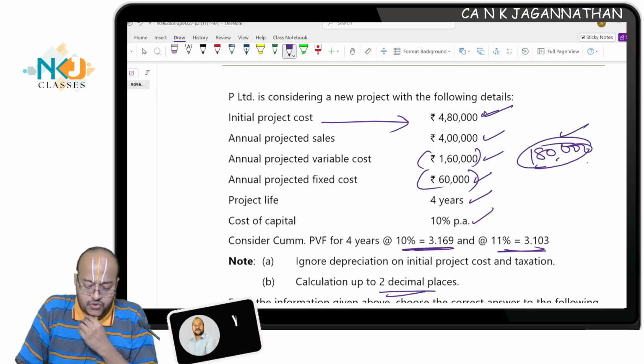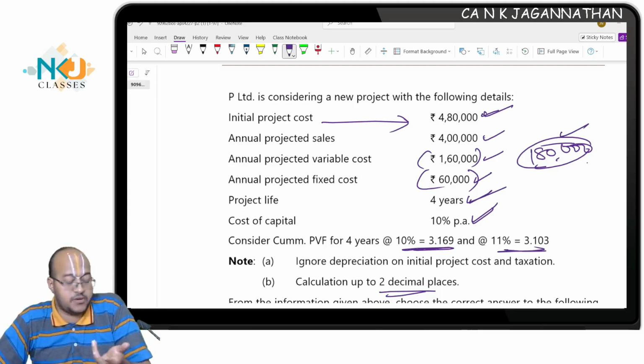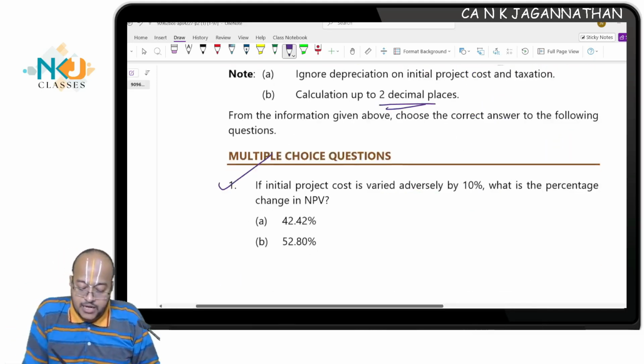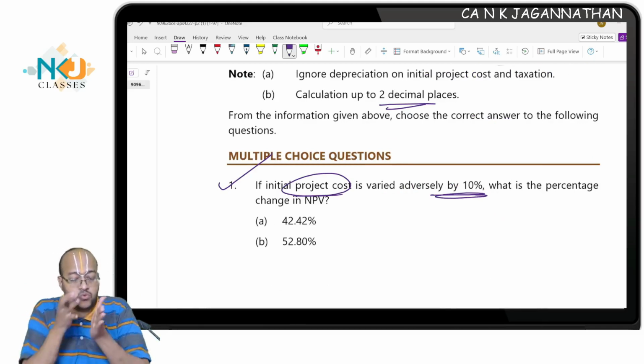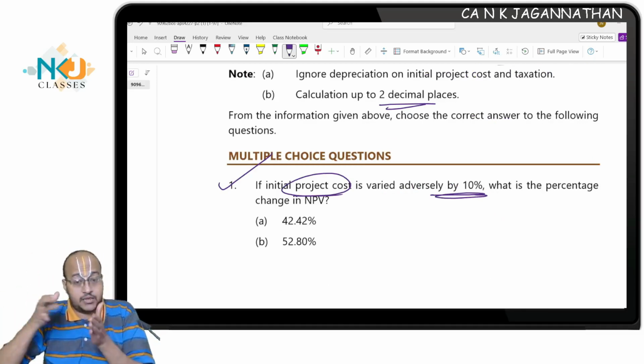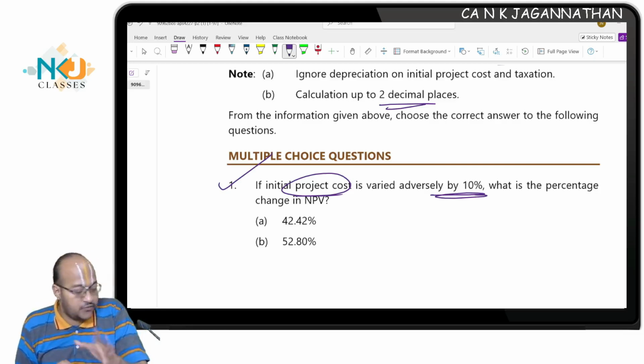So there is outflow, there is annual cash inflow, then there is project life, and there is cost of capital. 4 factors may affect the NPV of the project. What they are asking now: initial project cost is adversely varied by 10%. What will be the impact in the NPV? To know the impact in the NPV by these factors, first you need to calculate the base NPV, from the data given above.